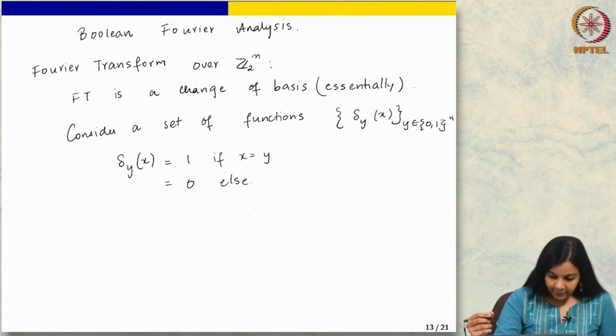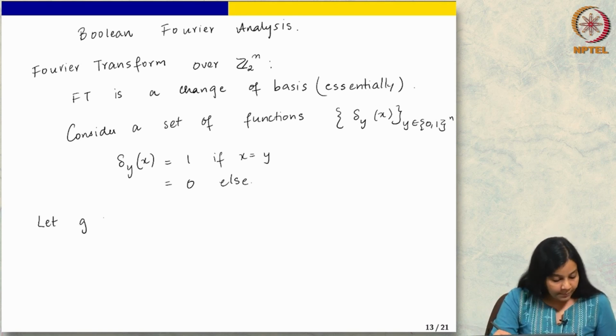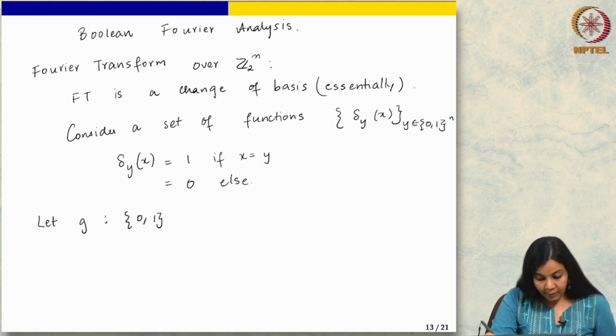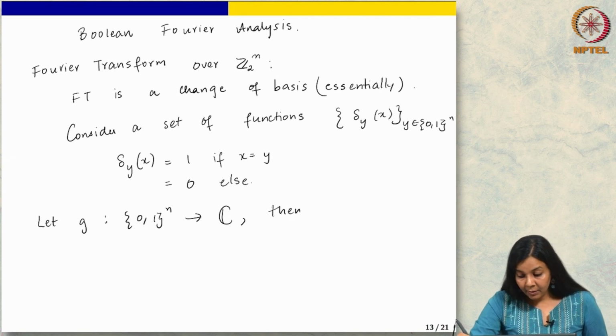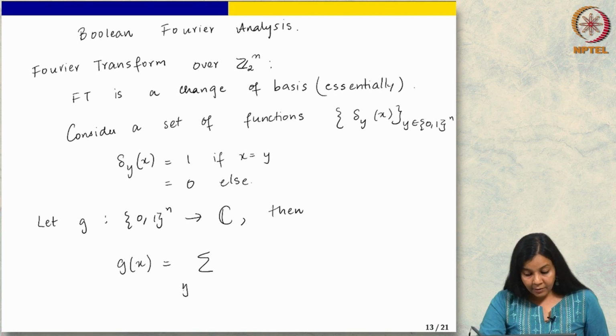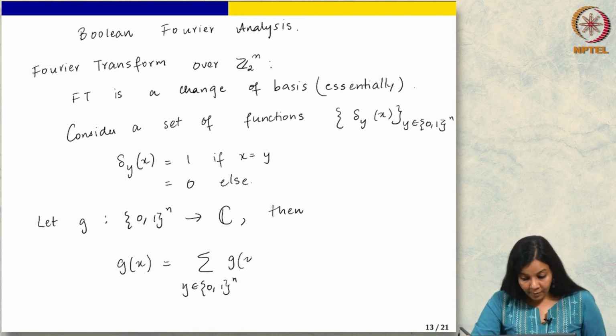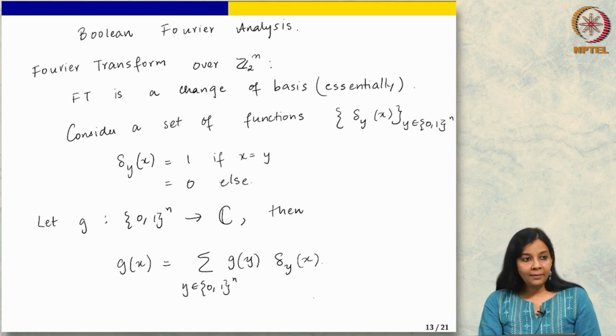So let's see what notation we want here. Let g be a function from {0,1}^n to C. Then I can write g(x) as the summation over all points y of g(y) delta_y(x). Everyone see why this is true, right? So this is really trivial, right?